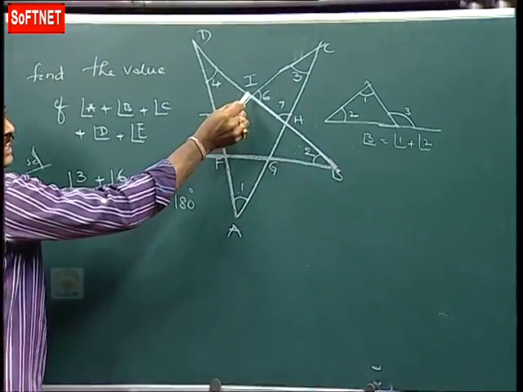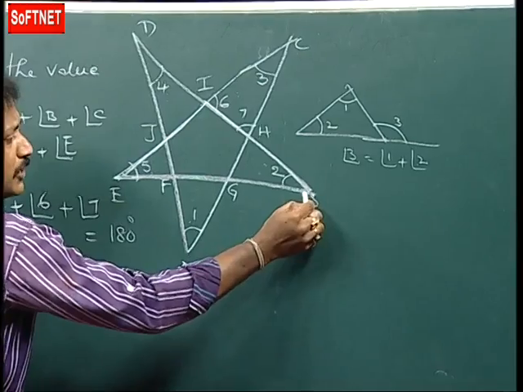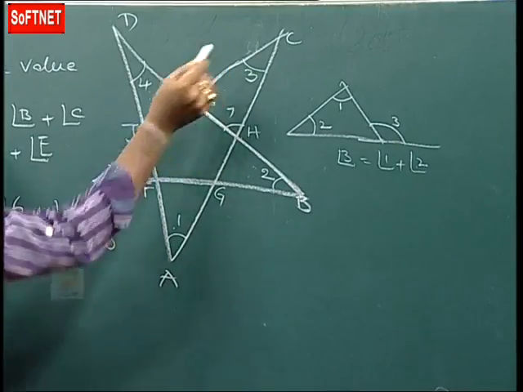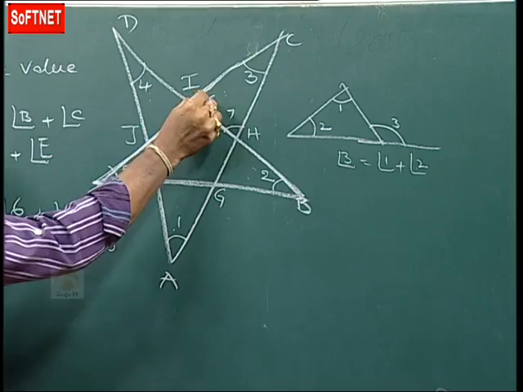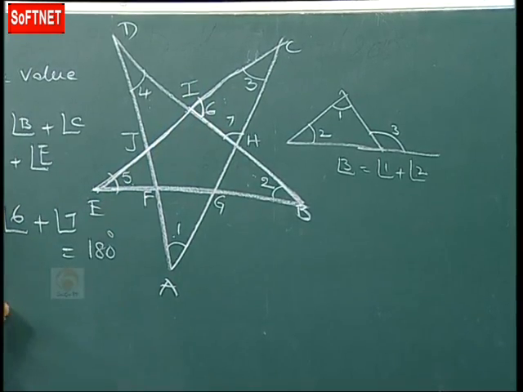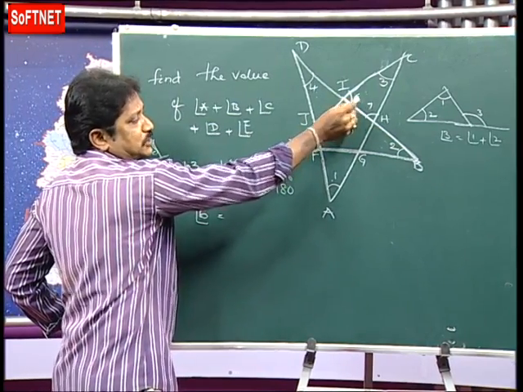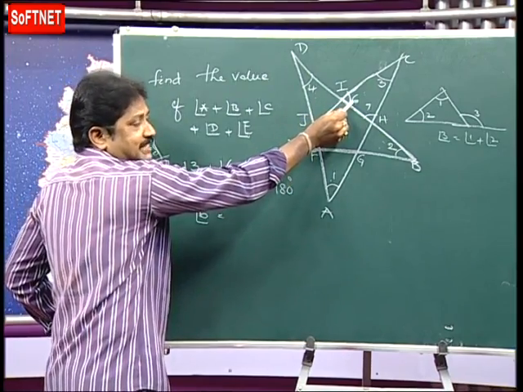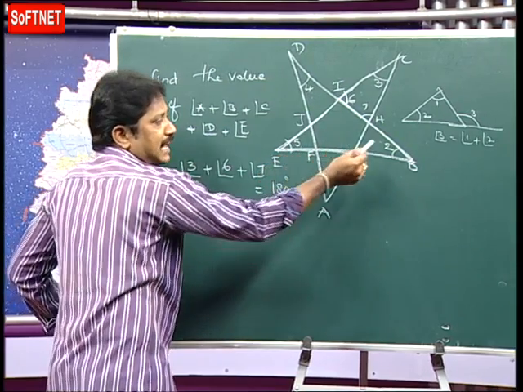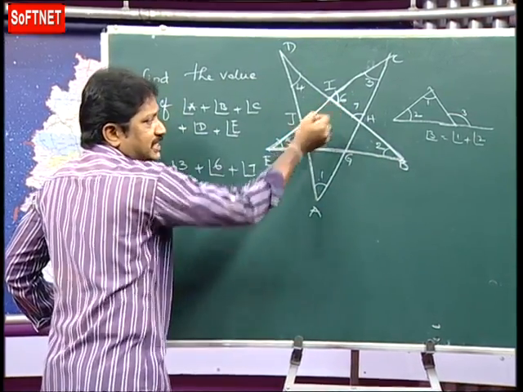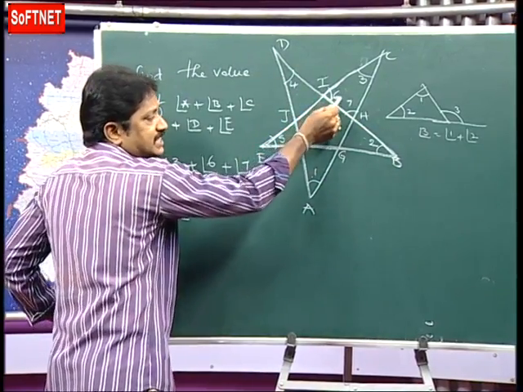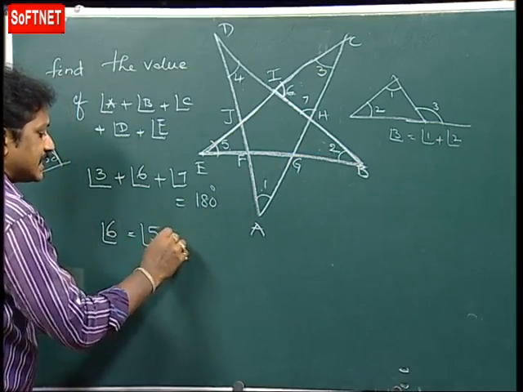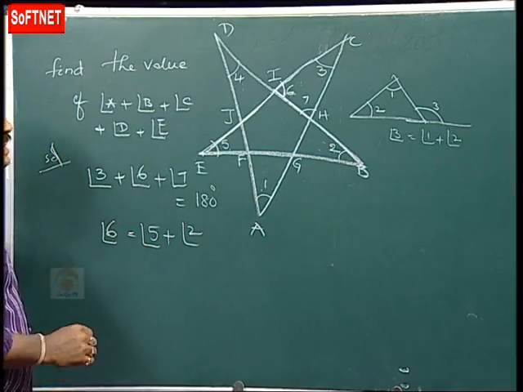Okay, when you consider triangle IEB, what do you notice? When EI is produced, the exterior angle formed is equal to angle 6, correct? So angle 6, the exterior angle, is equal to the sum of the interior opposite angles. What are the interior opposite angles for angle 6? Angle 5 and angle 2. So what do you notice about the relation between these three? Angle 6 is equal to angle 5 plus angle 2. So you can write angle 6 equals angle 5 plus angle 2.